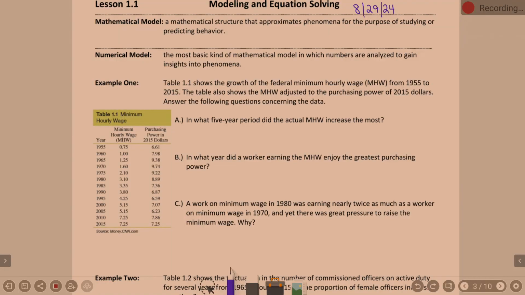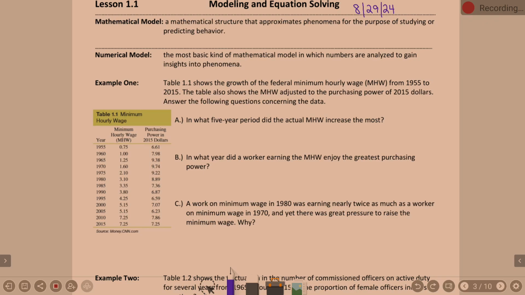Modeling and equation solving. We're going to focus today on modeling. We talked about three different types of models: numerical, algebraic, and graphical. A mathematical model, by definition, is a mathematical structure that approximates phenomena for the purpose of studying or predicting behavior. So we're looking at it in three different forms, just different ways to look at data.